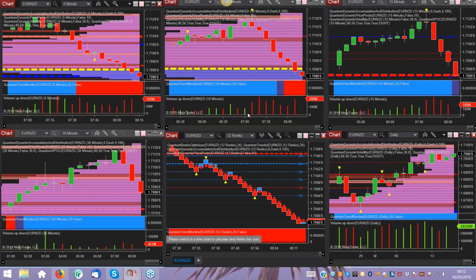This is the one I'm following right now, Euro New Zealand. I've got it on multiple time frames. I've got it on 5, 10, 15 across the top, 3, 30. I've got the Renko running in the mid table here, and I've got the daily chart over on the right hand side. And it's just a great example of many, many different aspects. First of all, the reversal aspect, if you want to get in early, terrific. That's the way I like to do it, but it's not the only way.